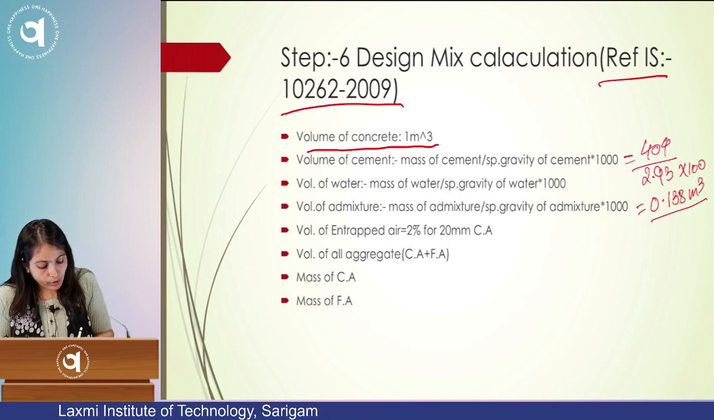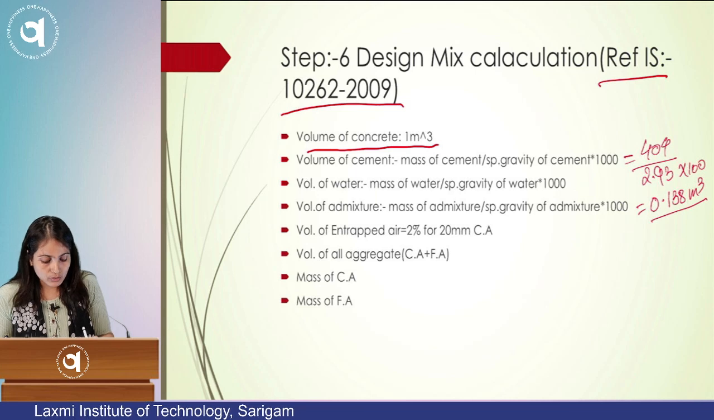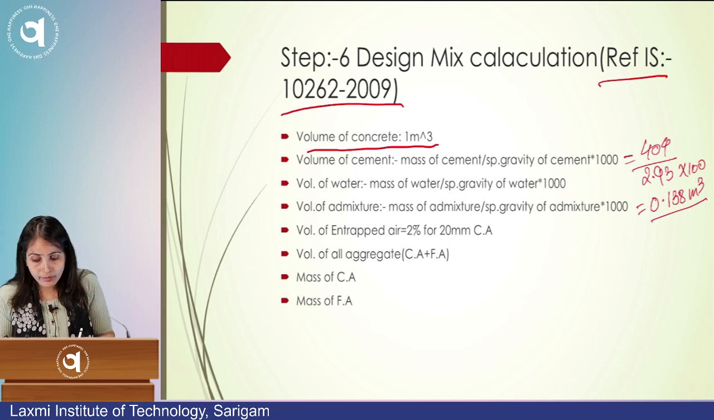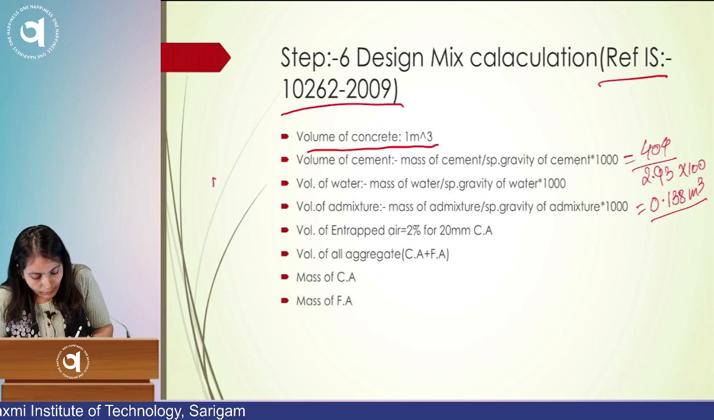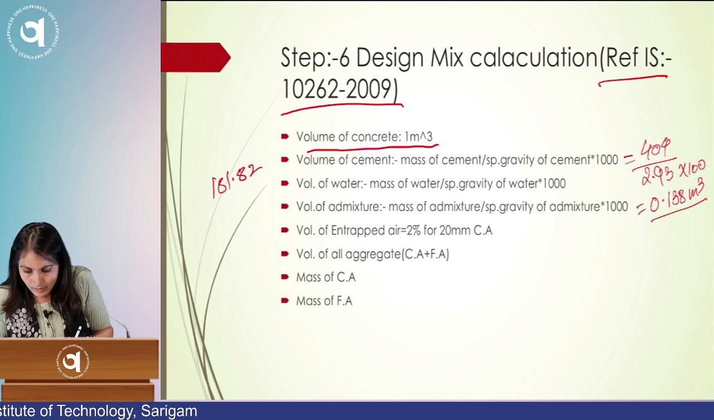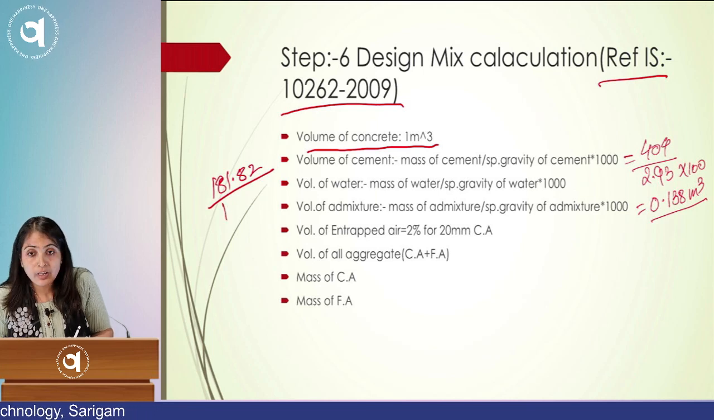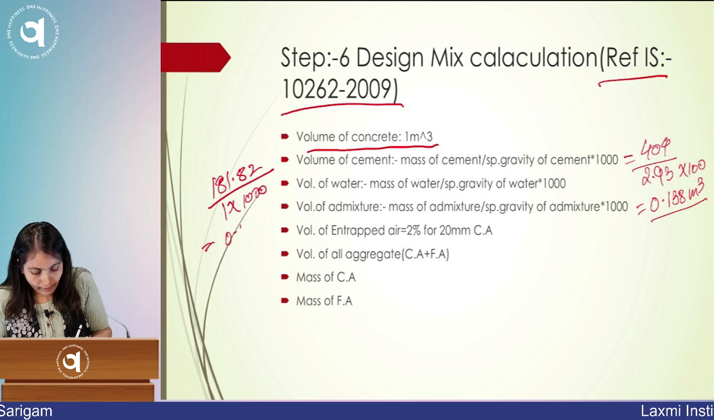Now, next is volume of water, same formula. The volume of water is 181 liter. If you do not remember, you can go back and see the amount. So, 181 liter by 1, specific gravity of water is 1, into 1000. Here you will get 0.182 meter cube as the volume of water.